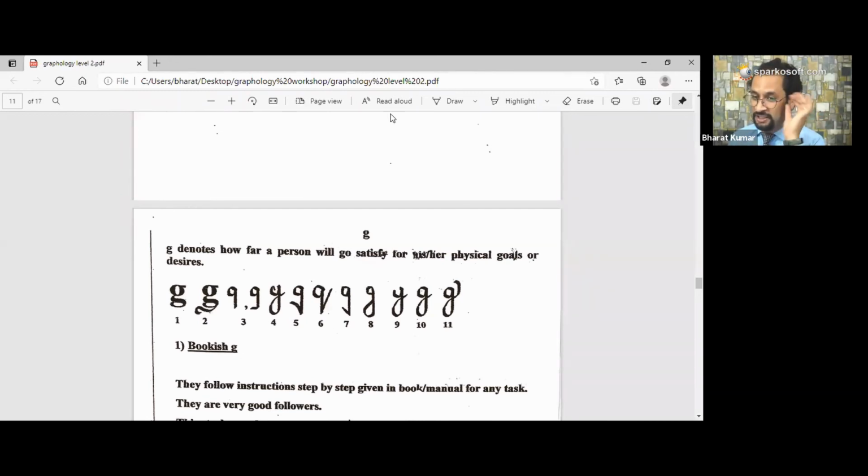The reason is very simple. Why? Because they hide their issues. They don't want to tell about their hidden motives.